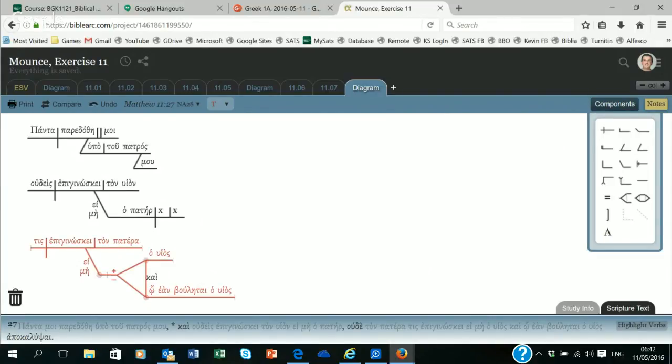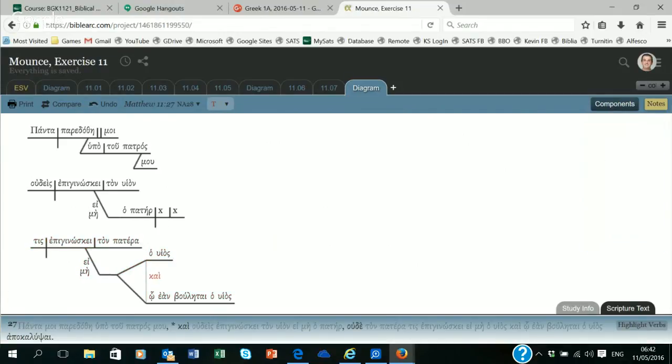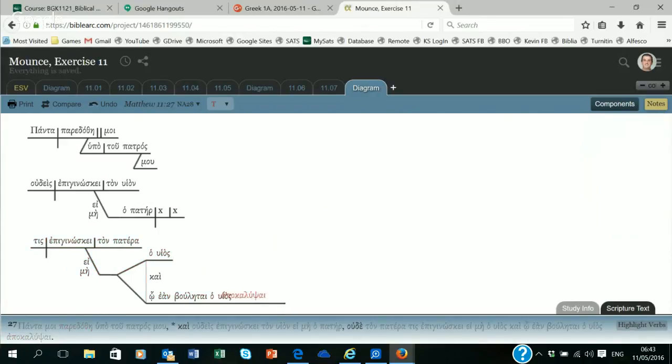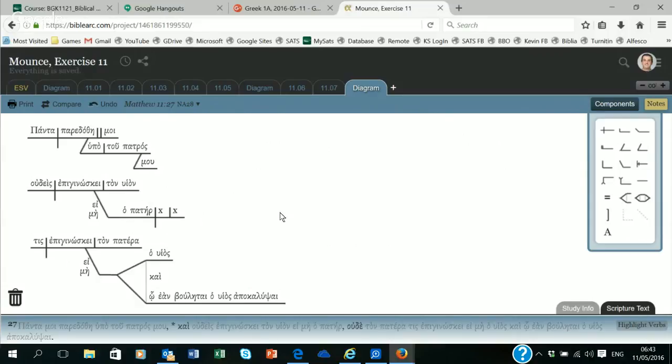Okay, so essentially what we have is no one knows the Father except the Son and to whomever the Son wishes, and I left out a word. I'll just put it on the same line. Apokalupsai, to reveal. The idea is to reveal him. Does that make sense? I'm out of space to diagram the full sentence at the bottom, and you haven't covered some of the word categories, so it's difficult to talk about it. Any questions about that one?